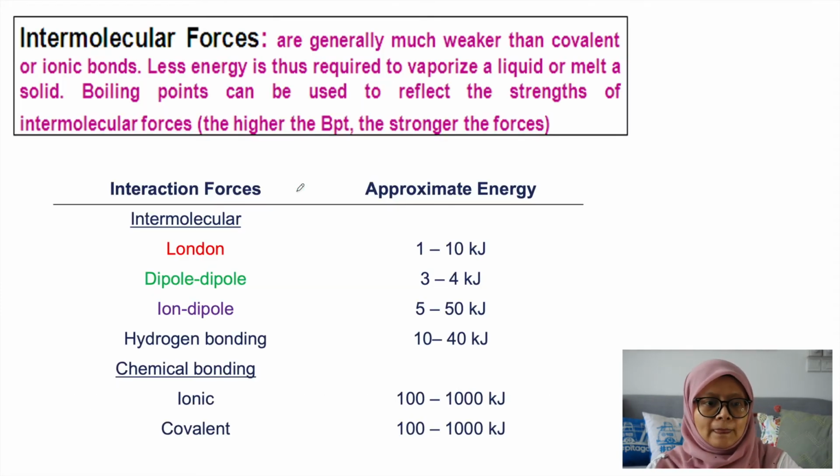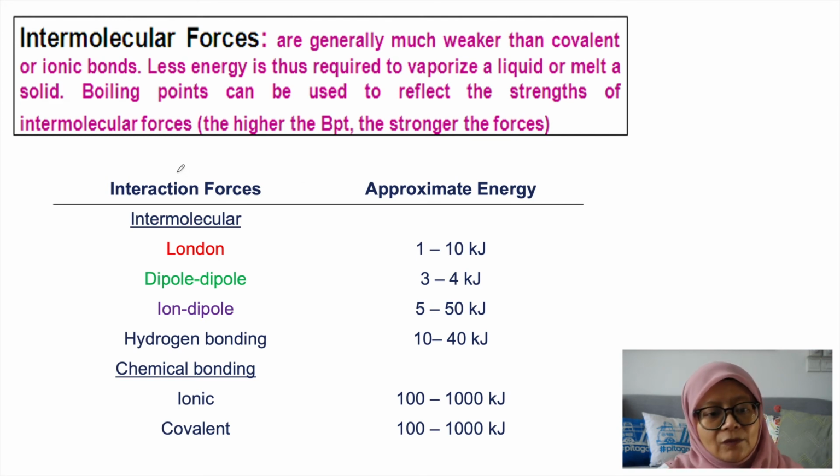Intermolecular forces are also generally much weaker than covalent and ionic bonds. When they are weaker, less energy is required to vaporize a liquid or melt a solid, because intermolecular forces control the physical properties of the substance. The boiling point can also be used to reflect the strength of intermolecular forces. For example, the higher the boiling point, the stronger the forces.